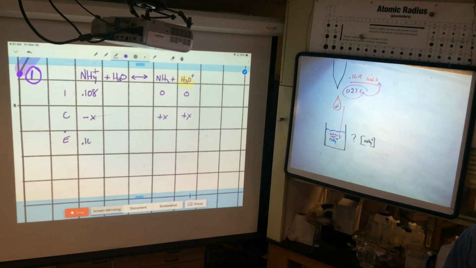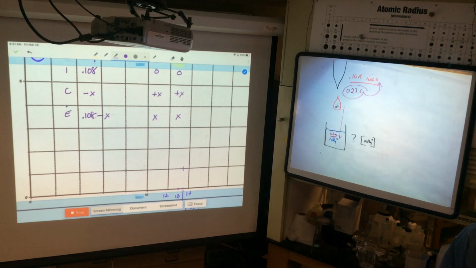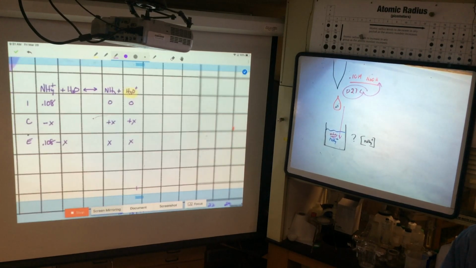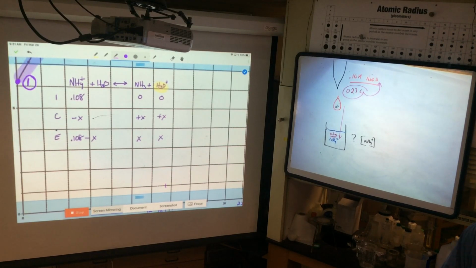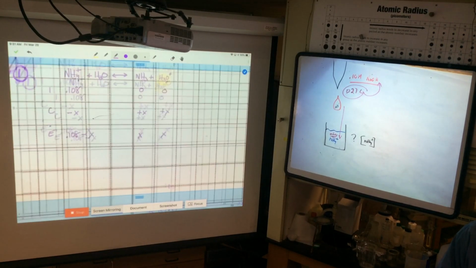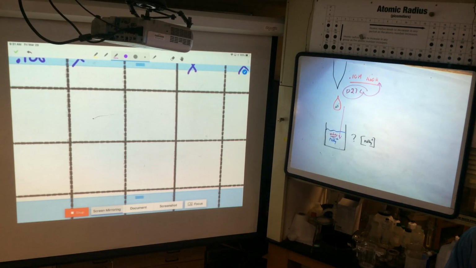This is 0.108 minus X. And this is going to be X and X. And so, what we're going to do now is write the equilibrium expression. And what would that be? Okay, well that would be Ka is equal to what?